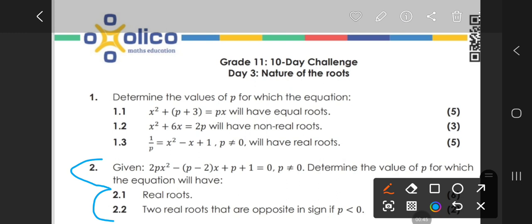So with this one, let's see what's new about it. We're given that 2px squared minus open brackets p minus 2 x plus p plus 1 equals 0, and p is not equal to 0. Determine the value of p for which the equation will have real roots. It's also linking to what we have done in question 1.3, so we're still gonna keep our discriminant as greater than or equal to 0.